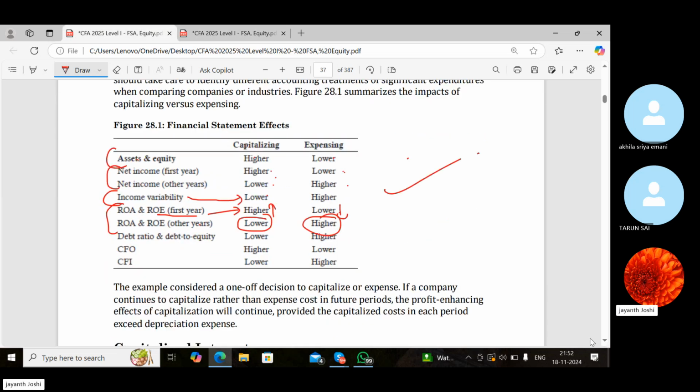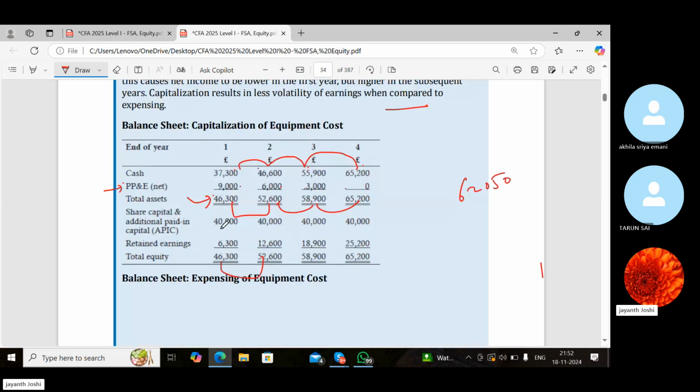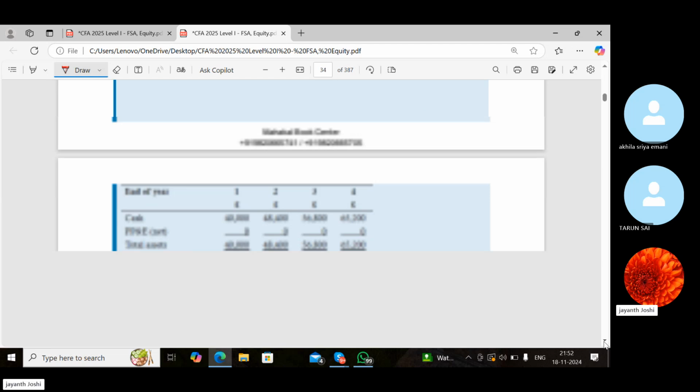See what happens. Debt ratio and debt to equity ratio. Debt ratio is debt by total capital. See what happens, your debt by total capital. Where is that debt by total capital? Your debt is how much? In the case of capitalizing, we are seeing no debt here. There's no debt at all, and here also there is no debt.